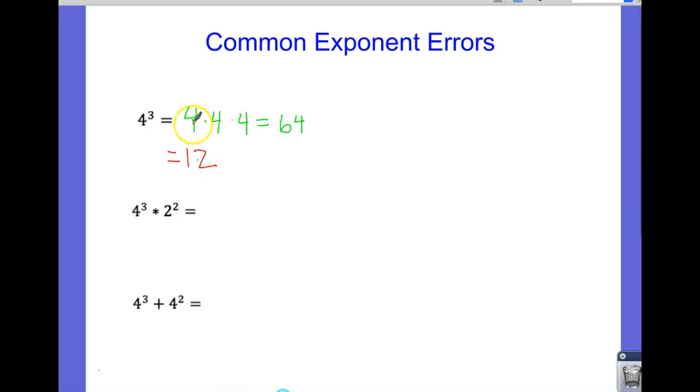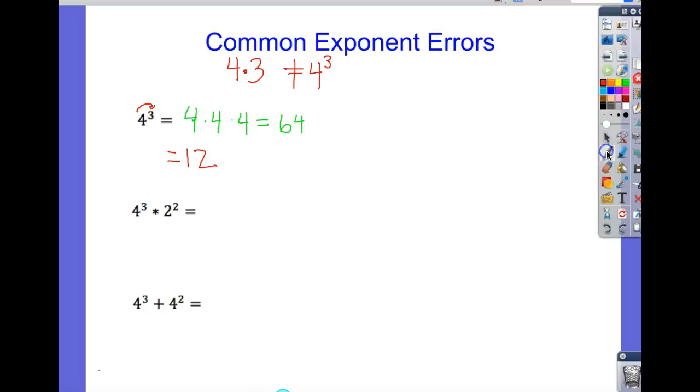Well, what did they do? They obviously just did 4 times 3. This is different. If we wanted to say 4 times 3, I would just say 4 times 3. 4 times 3 does not equal 4 to the third. These are two separate things. If I wanted to say this, I would, but I said this. 4 to the third is 4 times 4 times 4.